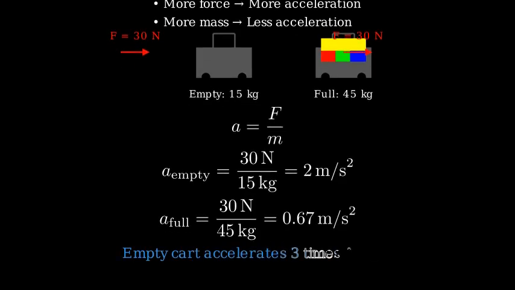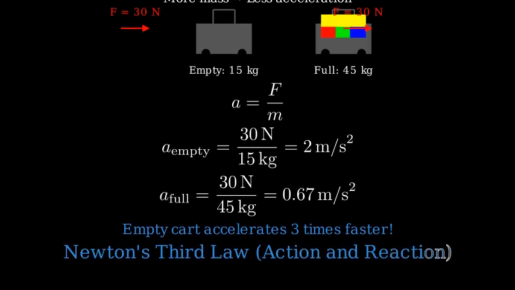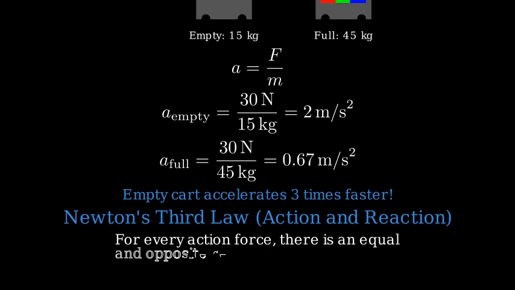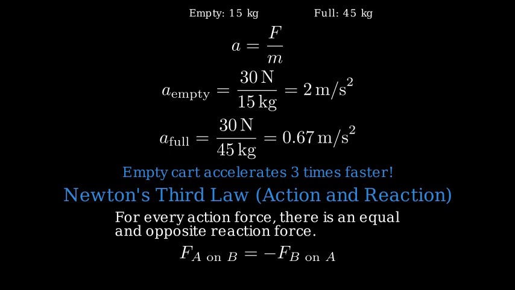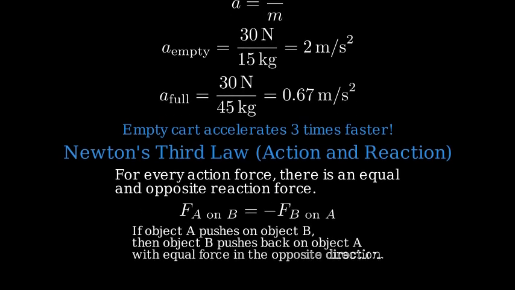As you can see, the empty cart accelerates 3 times faster than the full cart when the same force is applied, exactly as Newton's second law predicts. Finally, let's discuss Newton's third law, also known as the law of action and reaction. The third law states that for every action force, there is an equal and opposite reaction force. Mathematically, we write this as F A on B equals negative F B on A. This means that whenever one object pushes on a second object, the second object pushes back with equal force in the opposite direction. Let's look at some examples of Newton's third law.